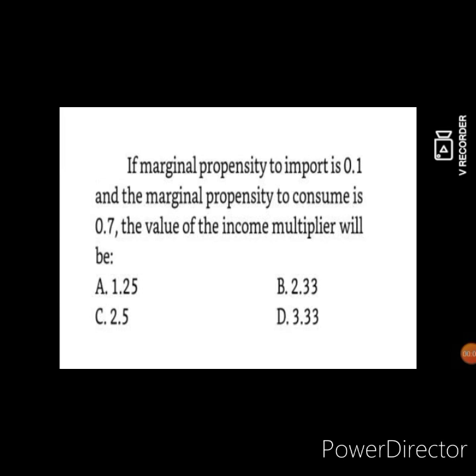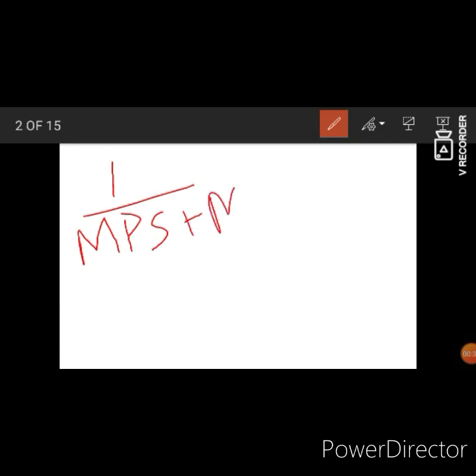So the question is, if marginal propensity to import is 0.1 and the marginal propensity to consume is 0.7, the value of income multiplier will be. So the formula to find the income multiplier is 1 by MPS plus MPI.